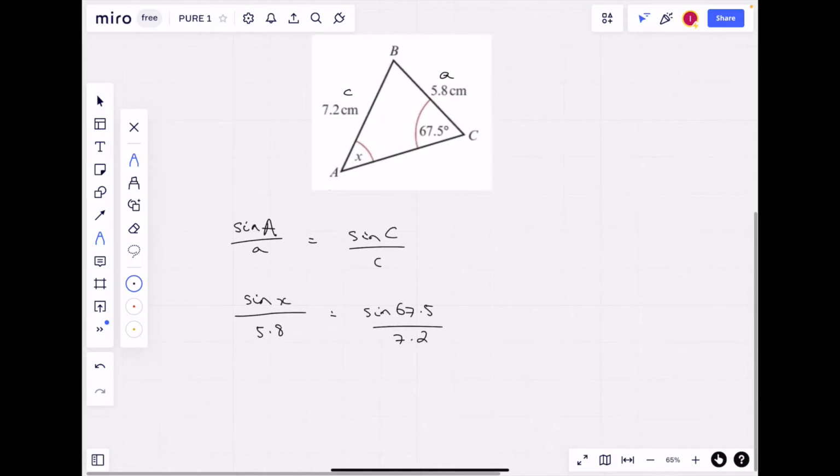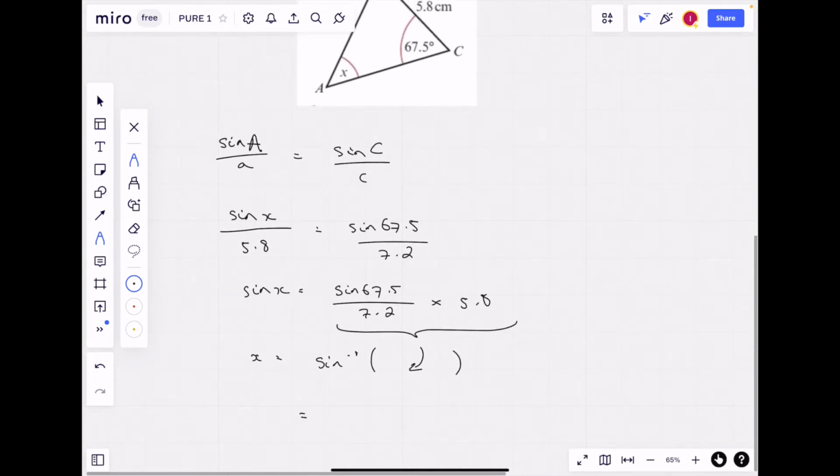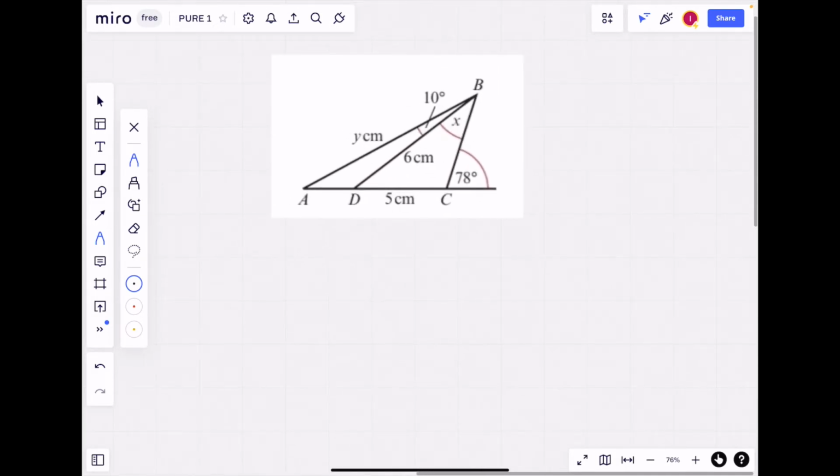You times by 5.8. And then you do the inverse sine of all of this. And you should get 48.1 to 3 significant figures. That's it. That's essentially how you do the sine rule. Try that question for me, please.